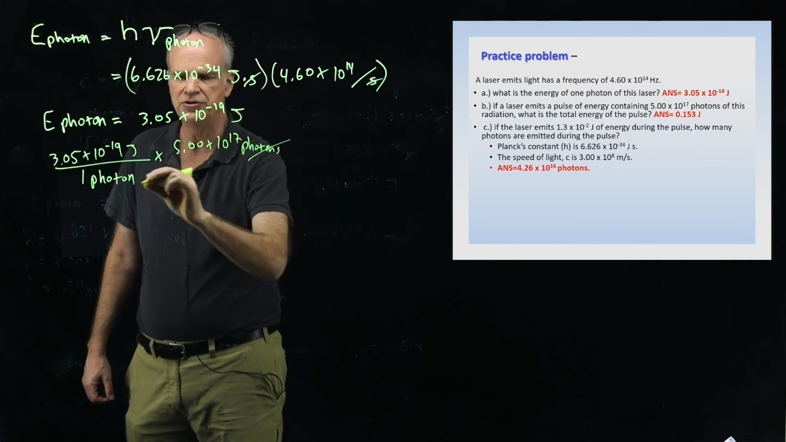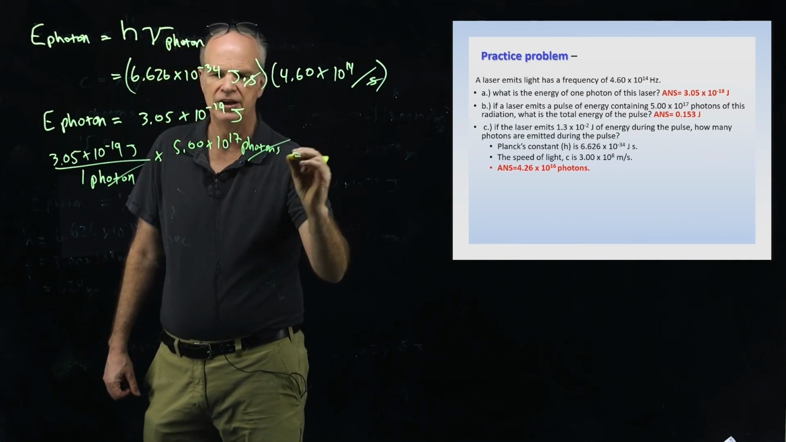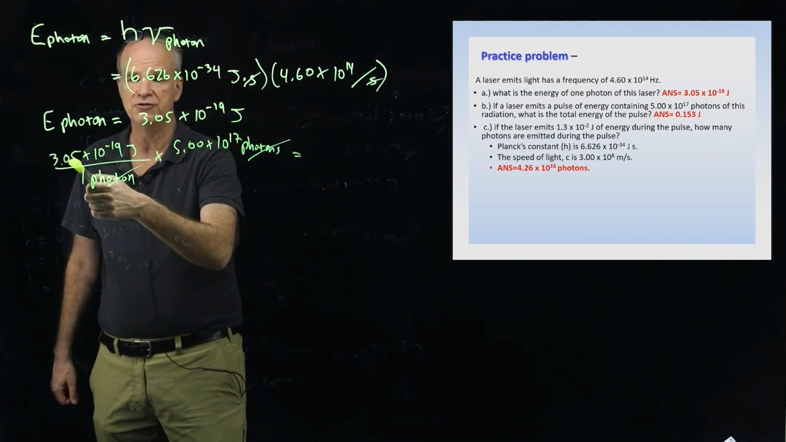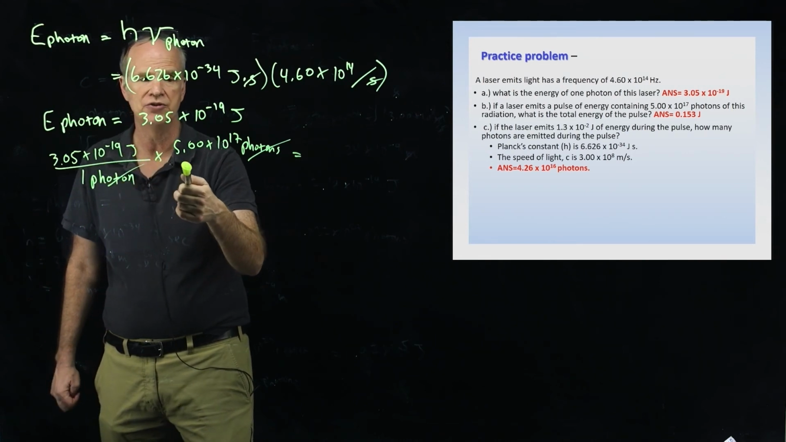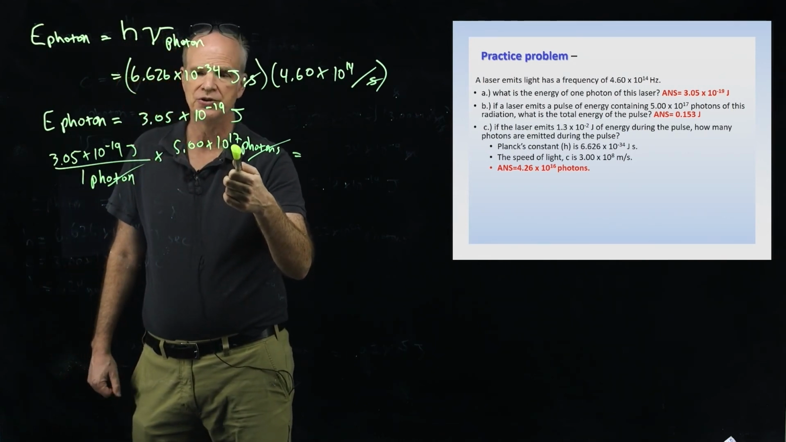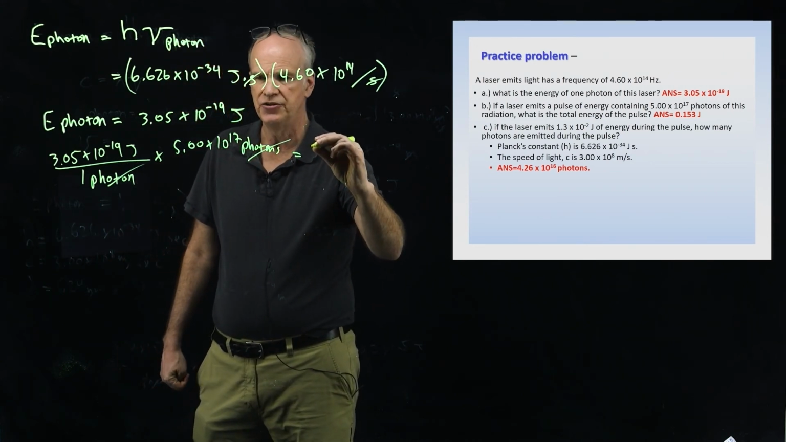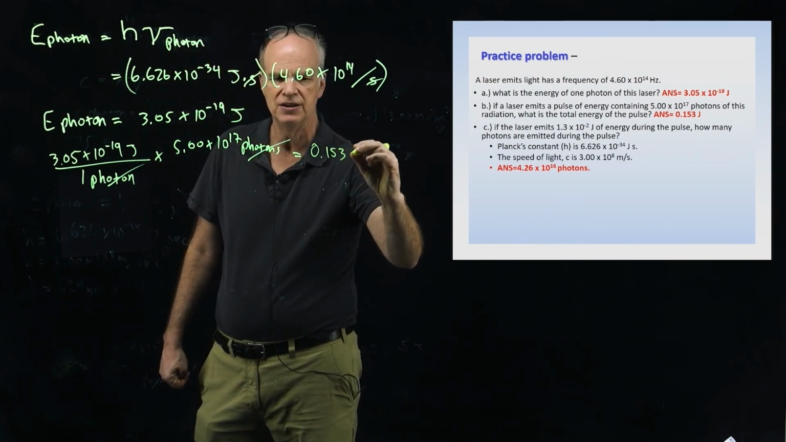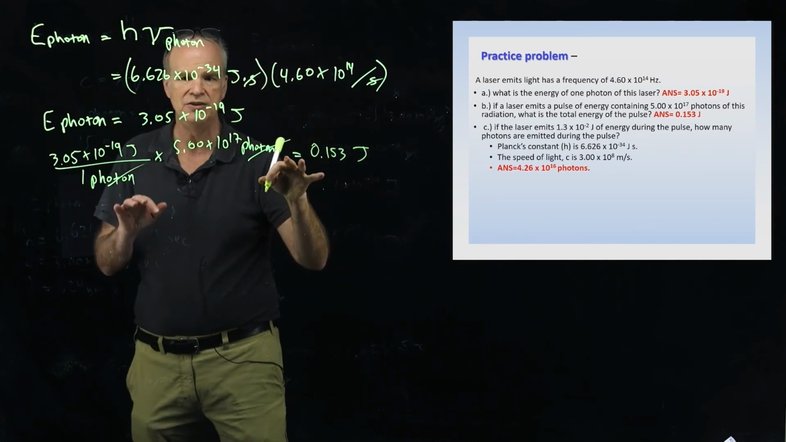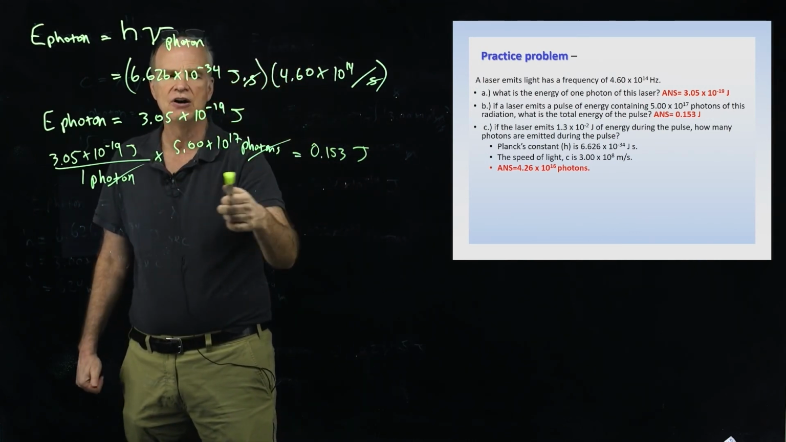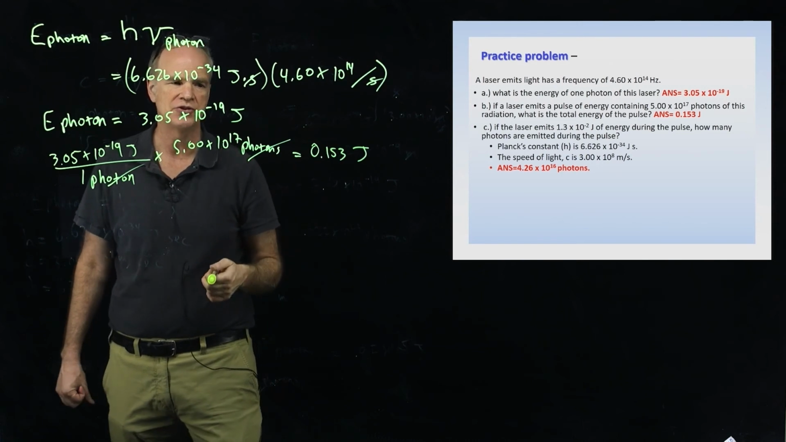And you can see the photons cancel out. And then you can multiply these two numbers together, 3.05 times 10 to the negative 19 joules times 5.000 times 10 to the 17. And so the answer that you should get is 0.153 joules. So that will be the energy in this very large number of photons, 5.00 times 10 to the 17.